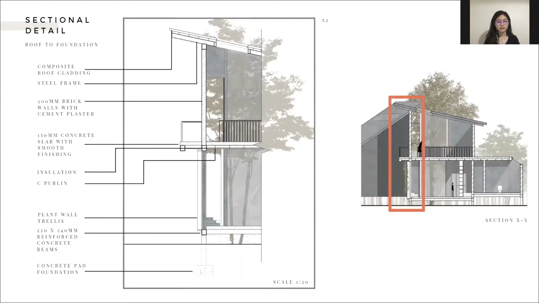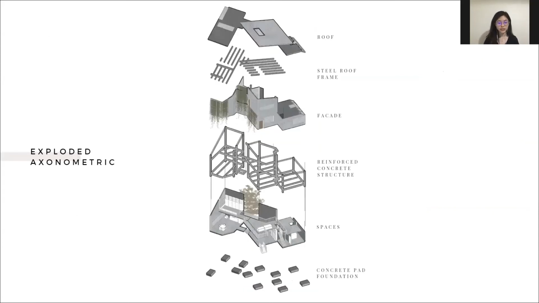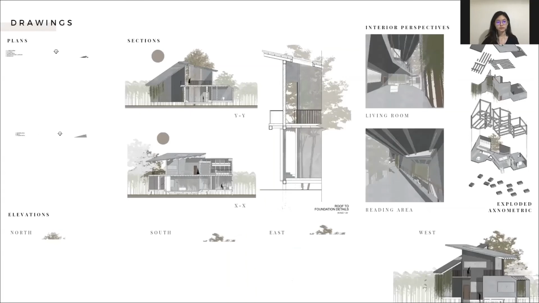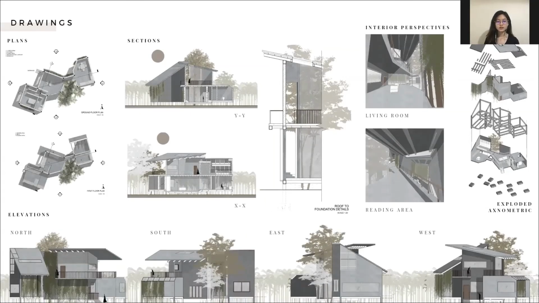This shows that there are brick walls with cement plaster in use, and also a concrete slab as flooring with a smooth finish, so that when light shines in, it reflects light, just like how the lake waters reflect light. This is an exploded axonometric diagram that shows the structure of the design. There's a concrete pad foundation being used and reinforced concrete structure, as well as a steel roof frame that supports the roof. And this is a compilation of all the drawings.